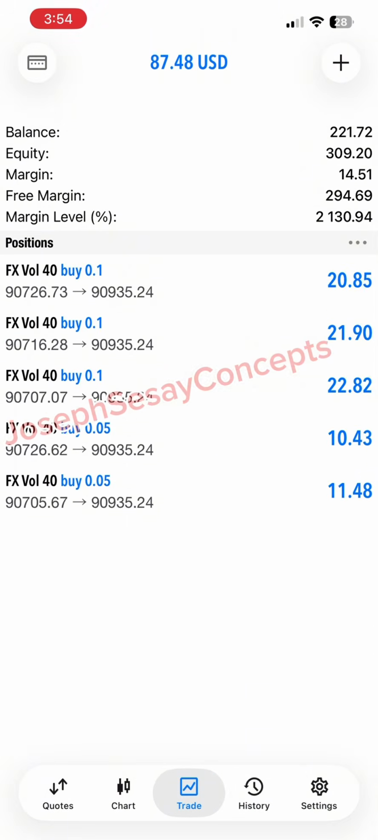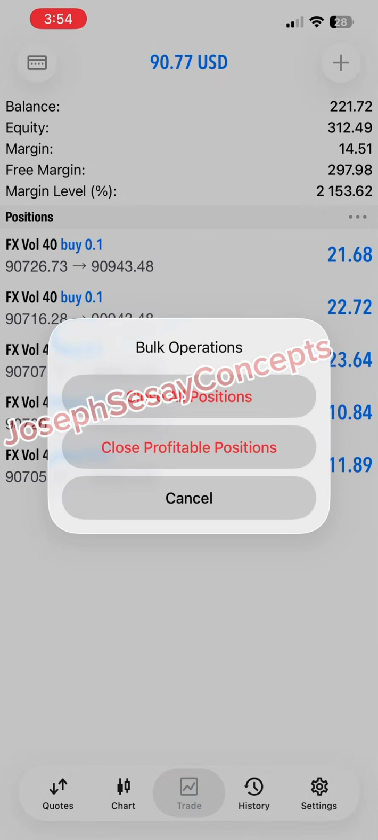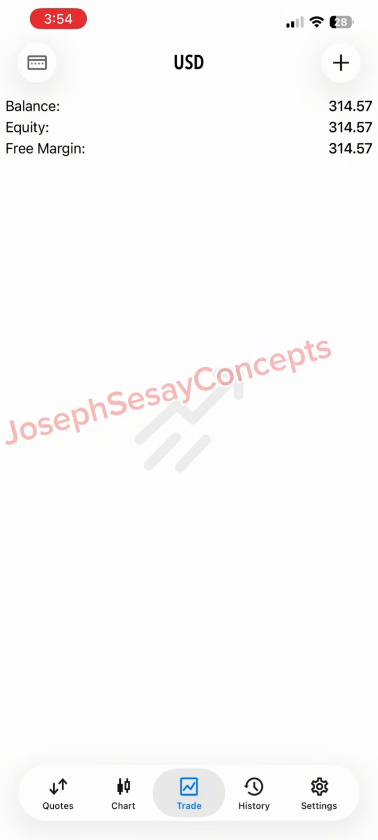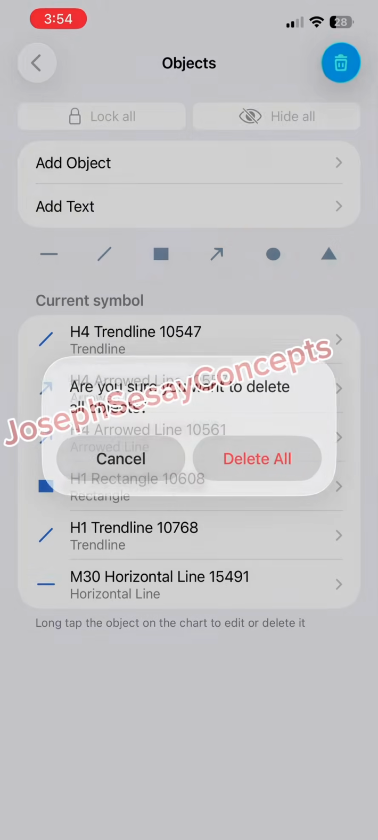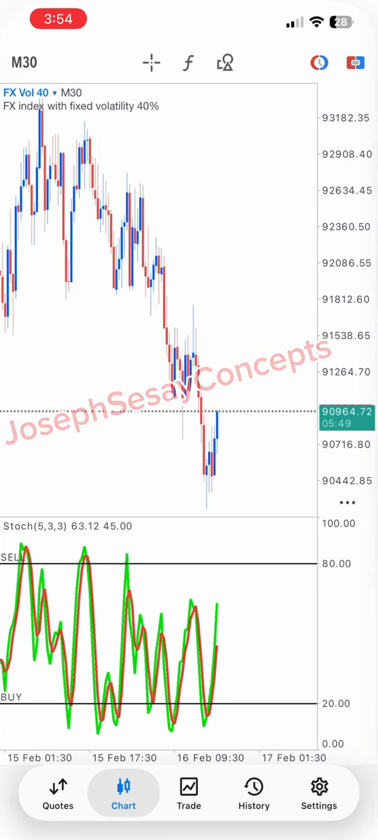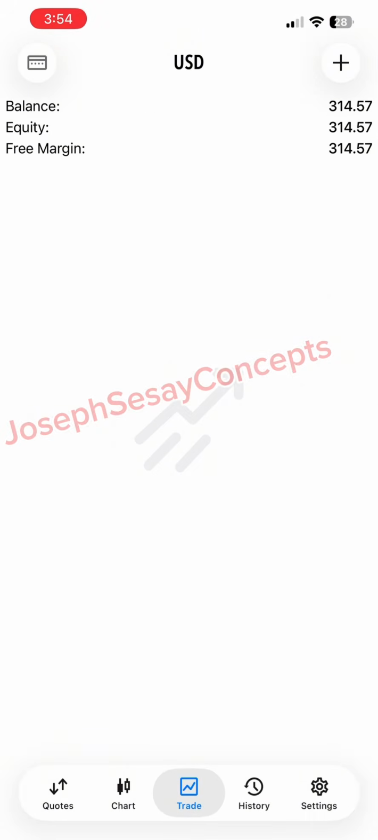So this account is a real account. What we are going to do is close this. Now our balance is $314. So we have a few more to go to reach our target. So let's look for another opportunity again.